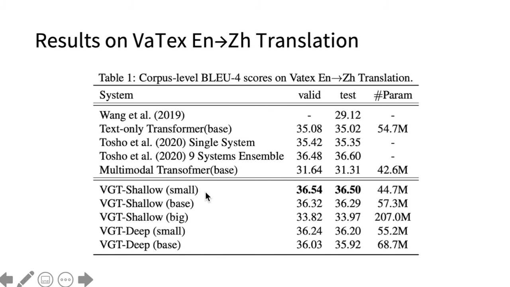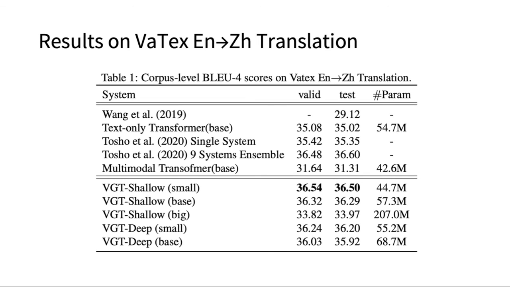Here is the result of our system. We first noticed that the text-only transformer significantly outperformed previous LSTM-based models, but this does not mean that transformer should be the one-size-fits-all backbone model for VGT. Tu Sun and others show that with careful design and training, a GRU-based model can achieve a 35-point-something BLEU score. And by ensembling 9 models trained with different video features, they further boost the performance to 36 something.